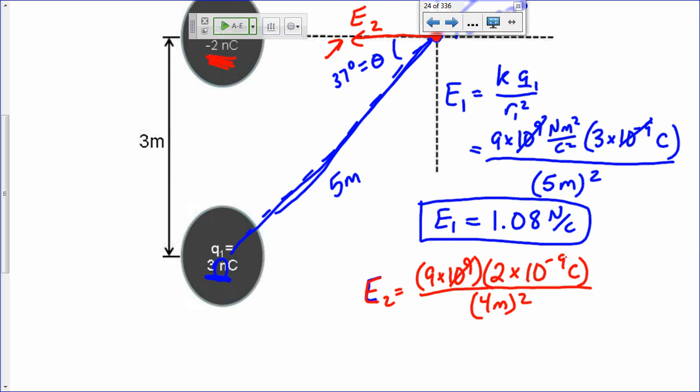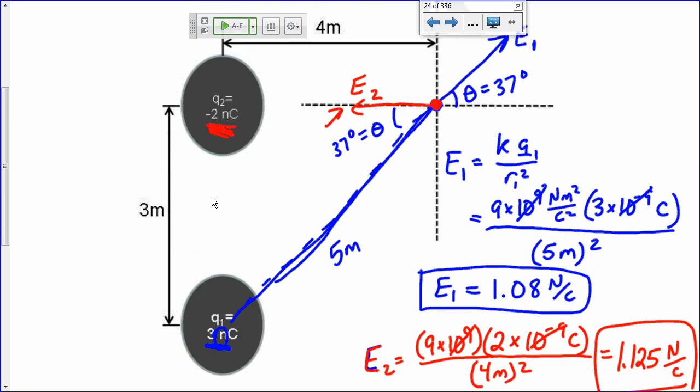So that's 18 over 16. I think it was 1.125, right? Yeah, 1.125. And that's in newtons per coulomb. So that's the magnitude of E2. And then from there, you would find the x, y components of E1. Add up the x components. You'd only have one y component. Use the Pythagorean theorem and the tangent to find the magnitude and direction of that final vector.